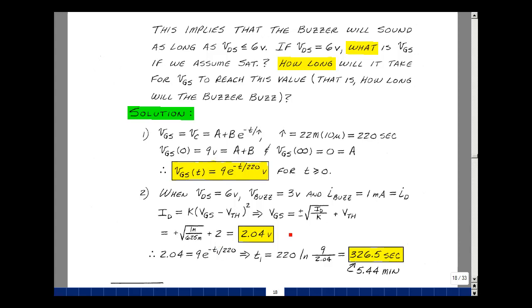That's going to give me 2 roots. I didn't list the other root. It was less than threshold, but the one that's above threshold is 2.04. We should check that we are in the current saturation region at this point. We need to find the gate to drain voltage to do that check. And the gate is equal to 2.04, and the drain is equal to 6. And the difference of those two is minus 3.96 volts, and that is less than or equal to threshold. We are in current saturation.